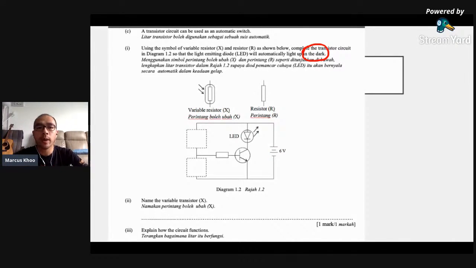So where? Tell me where. Is it down or up? Kalau in this one. Tell me. Is it down or up? Down or up?